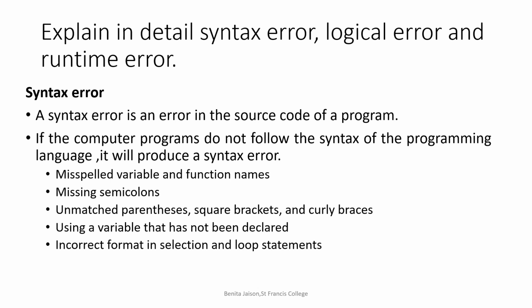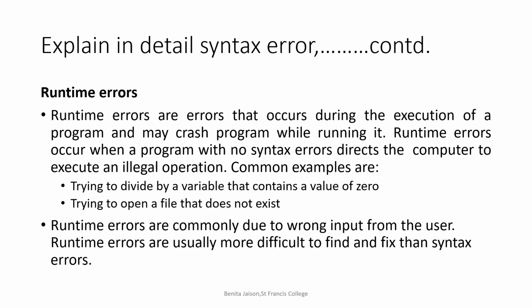It can be misspelled variables or function names, or missing semicolon, unmatched parentheses or square brackets and curly bracket, or using a variable that has not been declared, or incorrect format in selection and the loop statement. These are all examples for the syntax error. Now we can see the runtime errors. Runtime errors are those that occur during the execution. So you might have experienced this error after showing 0 errors while running. It may show some runtime error, and it may crash the program while running it.